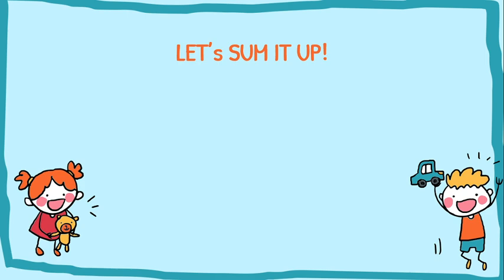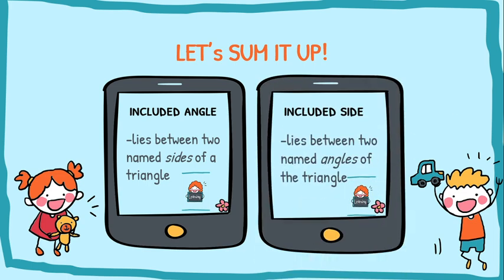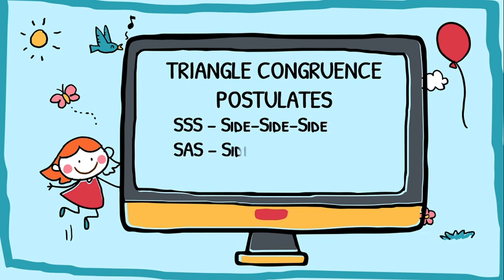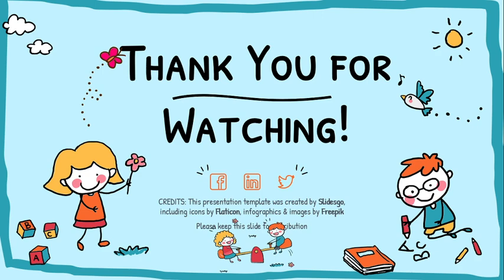So, now let's sum it up. So, again, we have included angle which lies between two named sides of a triangle. And we have included side which lies between two named angles of the triangle. And the triangle congruence postulates that we have discussed are the SSS, or the side, side, side, SAS, or side angle side, and the ASA, or the angle side angle. And that's it.